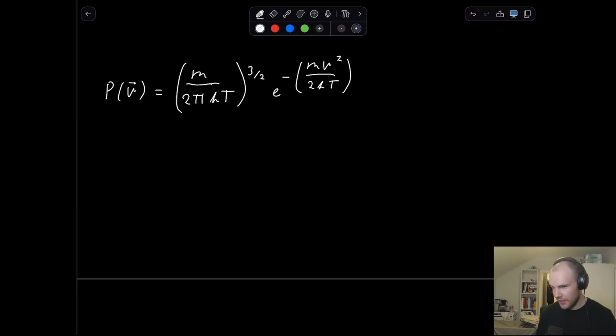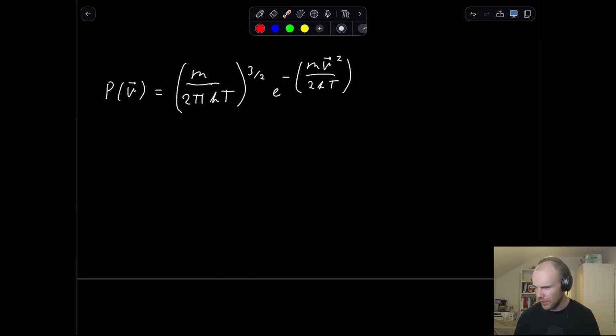So what this says is that this gives us the probability that a gas particle with a certain temperature and mass has this velocity here. Of course, this should be a vector as well. And k here is just the Boltzmann constant, right? Okay?